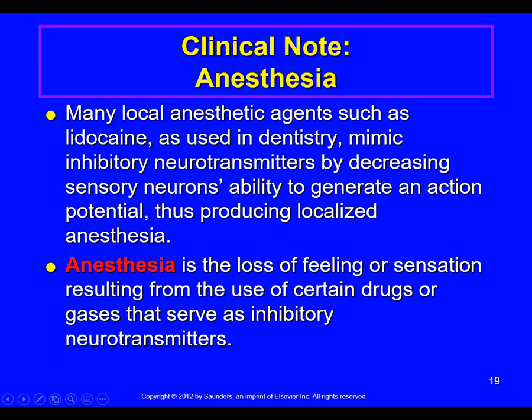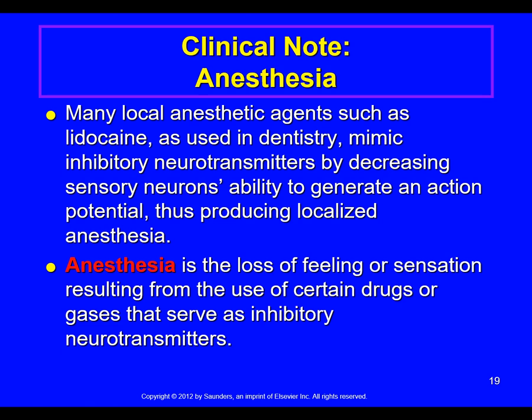So this is important because local anesthesia agents such as lidocaine mimic the inhibitory neurotransmitters by decreasing the sensory neuron's ability to generate the action potential, thus producing localized anesthetic. Anesthesia is the loss of feeling or sensation resulting from the use of a certain drug or gas that serves as an inhibitory neurotransmitter. So we can give anesthesia, and we need to know what we're giving, why, and where we're giving it.